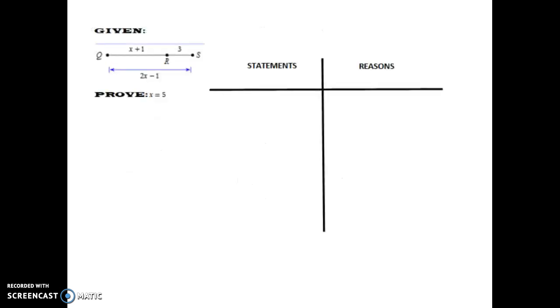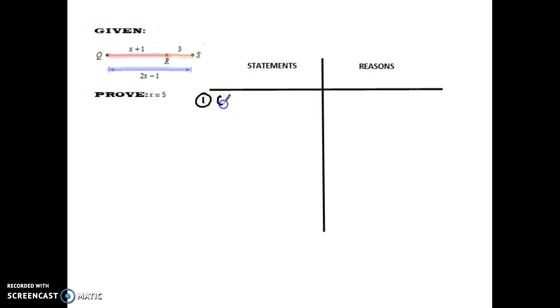So now we're going to look at what happens if I have this picture. So my picture is part of my given statement. And I have to read the information from the diagram. So I'm always going to start, remember, with what's given to me. In my picture, I know that QR is x plus 1. I know that RS is 3, and I know that the entire length of this QS is 2x minus 1. All of that information can be found in my picture.